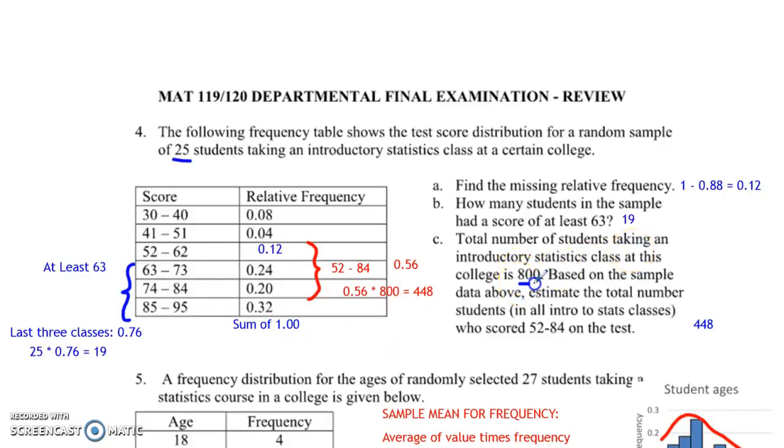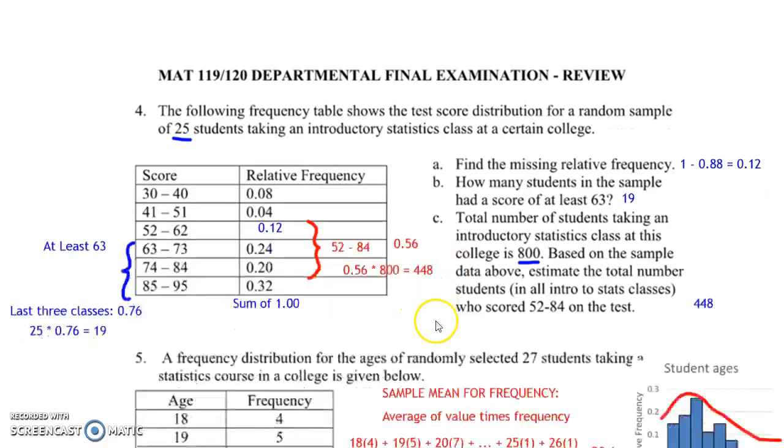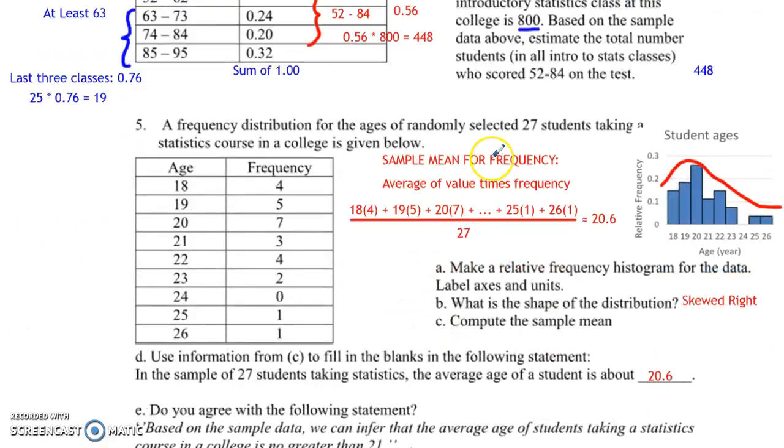Then it tells us 800 is the total number of students. So we're using this relative frequency, which is 0.56, to estimate the total number of students who scored 52 to 84. So if 56% of students were supposed to score between 52 and 84, we take that number and multiply it by 800, which is the total number of students, the population, and we estimate that it's going to be 448. Here we're asked to find the sample mean for a frequency table.